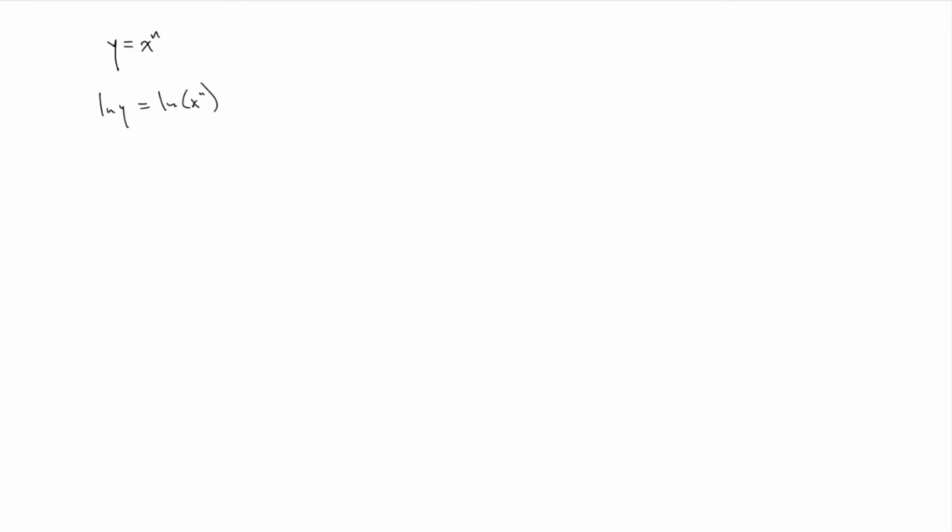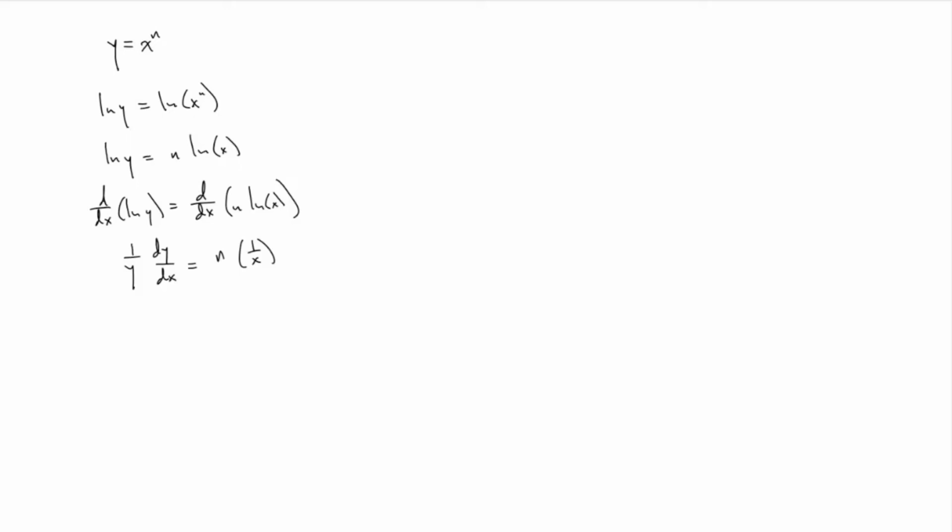So we start by taking the natural log of both sides. And then on the right, we can use the properties of logarithms to rewrite the natural log of x to the n as n times the natural log of x. And then we take the derivative of both sides with respect to x. And as before, on the left, we get 1 over y times dy dx by the chain rule. And on the right, n is just a number, so the derivative of n times the natural log of x is n times 1 over x.